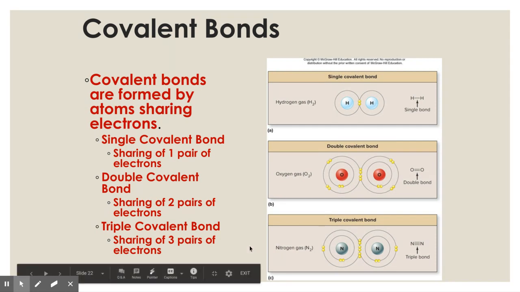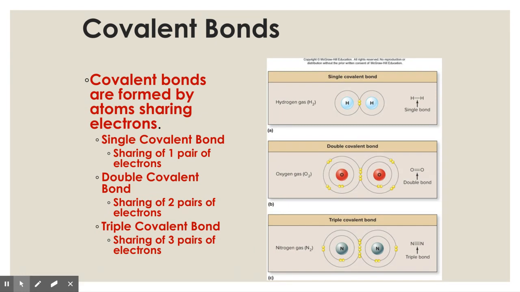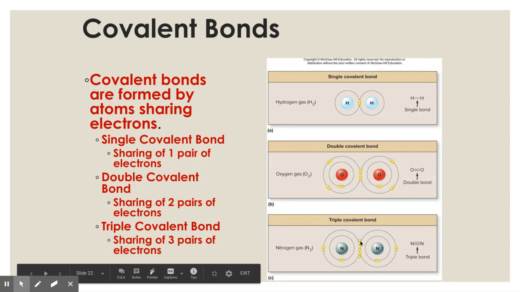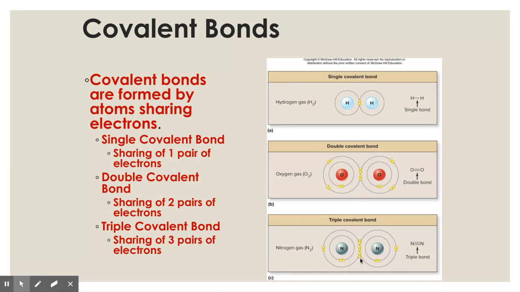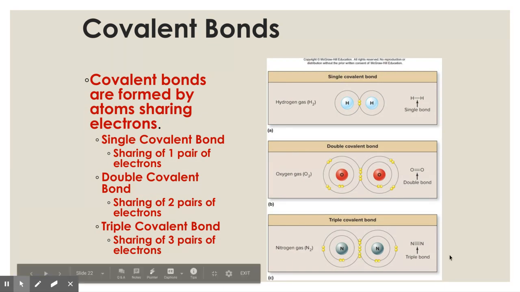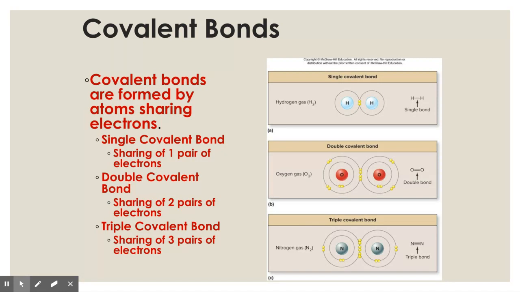Then a triple covalent bond is sharing 3 pairs of electrons. And an example would be N2, nitrogen gas, that is sharing 3 pairs, or 6 total electrons. And so we can see here nitrogen and nitrogen, 1, 2, 3, 4, 5, 6 total electrons are being shared. And we would draw that out as N, 3 lines, or like an equal sign with a dash over it, to another nitrogen.